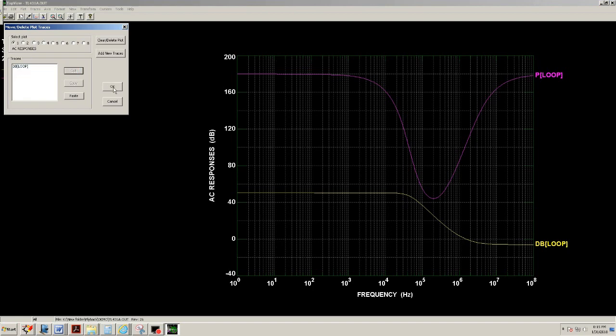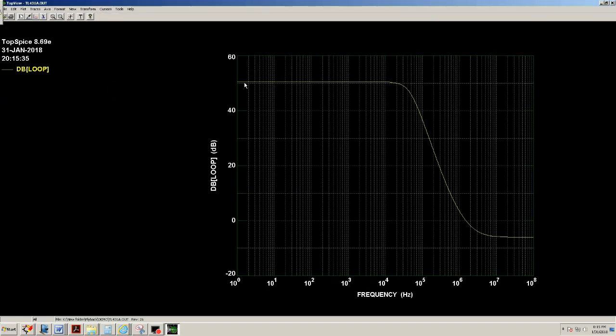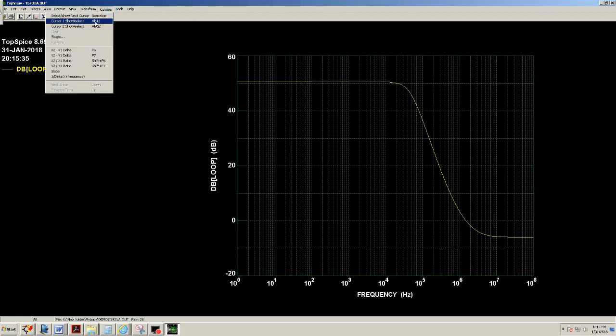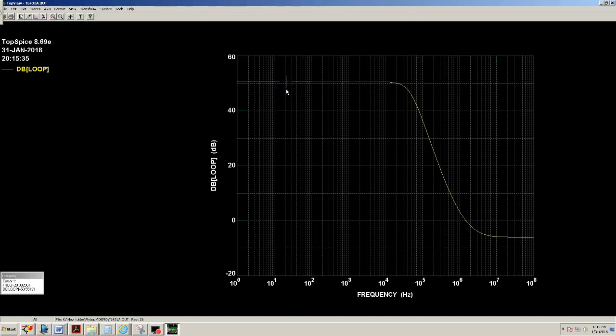Okay, so this is the gain. So this is in dB. Okay, so this is a gain of 50. So 40 is 100, and a 60 dB gain is 1,000. So it's in between. Okay.